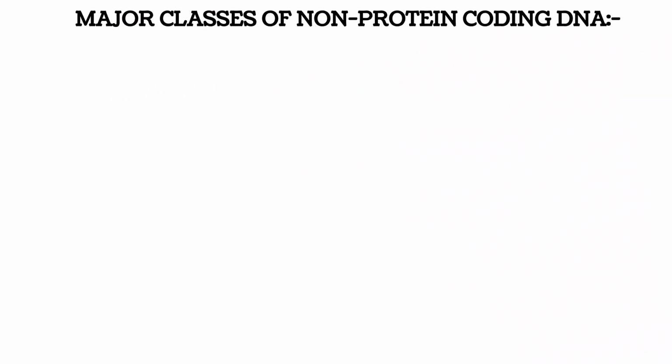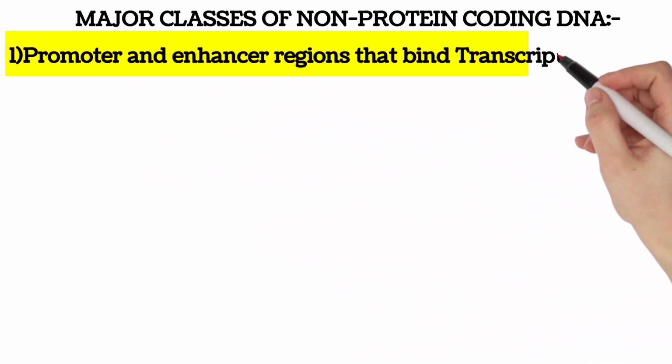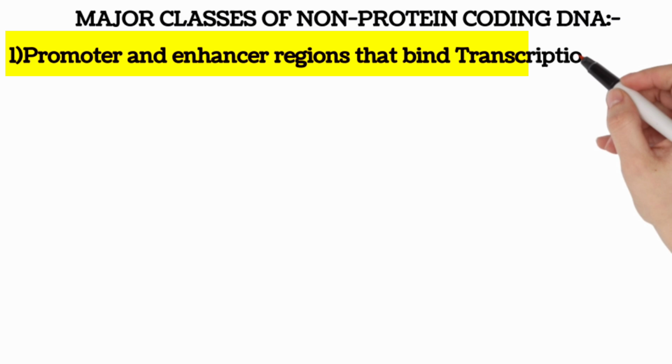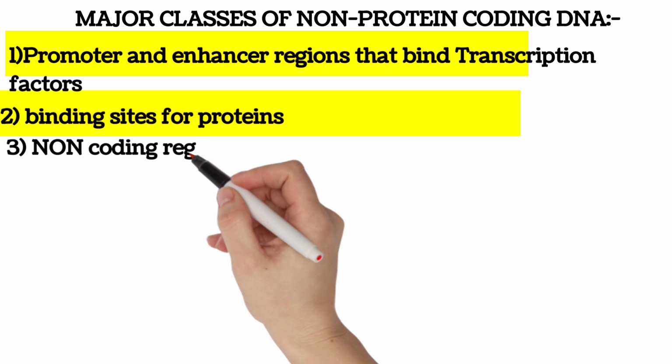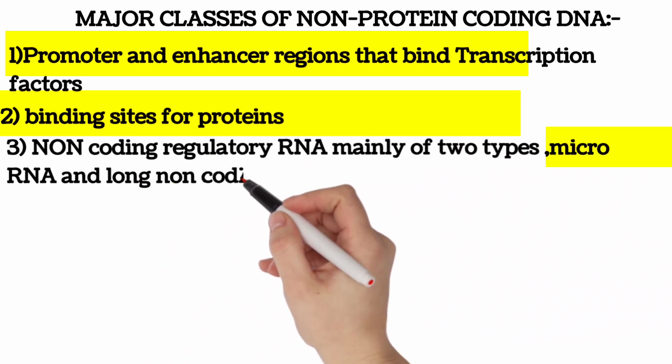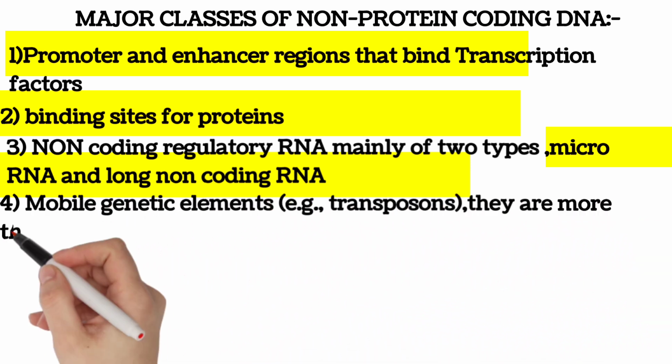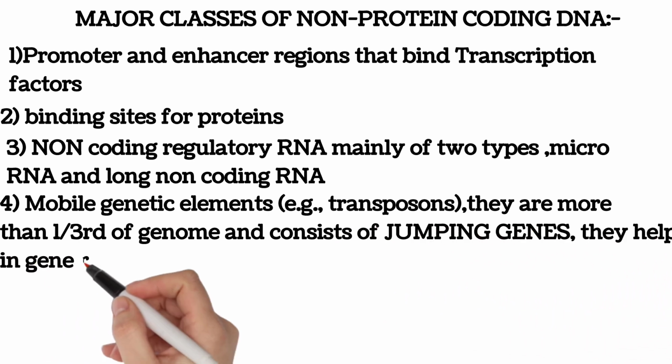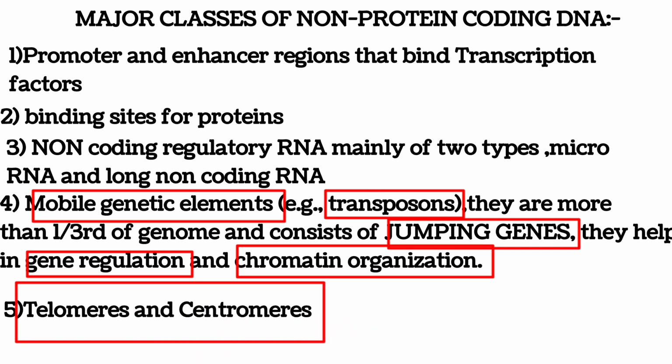Now, let us study the major classes into which these non-protein coding DNA are divided. First come the promoter and enhancer regions that bind transcription factors. We already know the usefulness of the promoter region in the process of transcription. Secondly, it provides binding sites for proteins. Non-coding regulatory RNA, mainly of two types, microRNA and long non-coding RNA. Mobile genetic elements, for example transposons, constitute more than one-third of the genome and consist of jumping genes. They help in gene regulation and chromatin organization. And lastly, telomeres and centromeres. Telomeres are present at the caps of chromosomes and centromeres are present in the central part of the chromosomes.